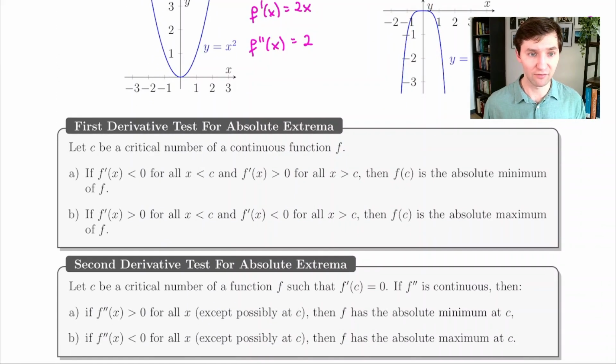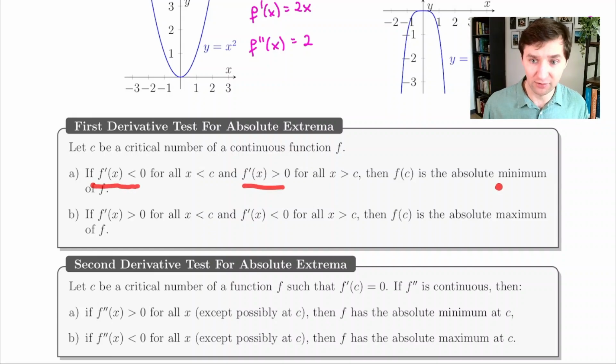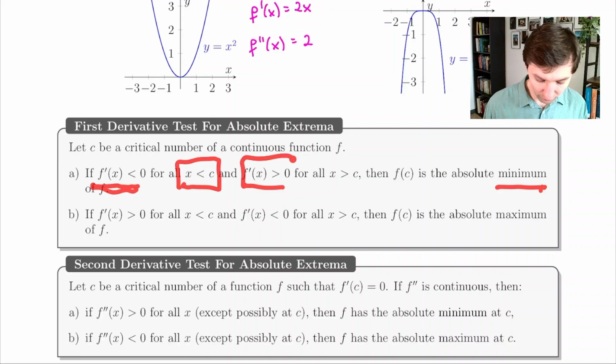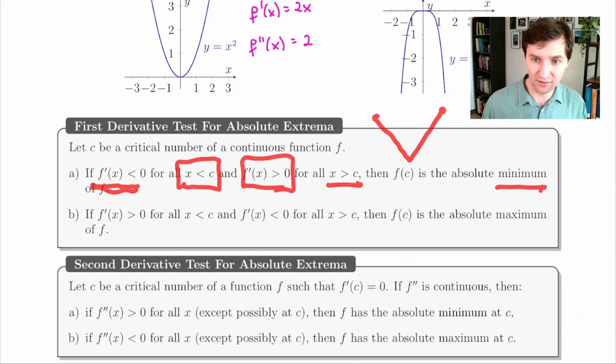What we just discovered are the first and second derivative tests for absolute extrema. The first derivative test says that if the derivative changes sign from negative to positive at a critical number, then you get a minimum. And because that derivative is less than 0 for all x's on the left side of c, and is greater than 0 for all the x's on the right side of c, the function is always decreasing and then always increasing, giving you absolute minimum.